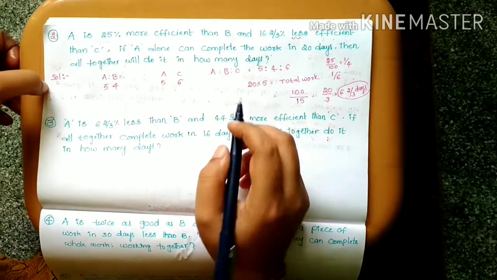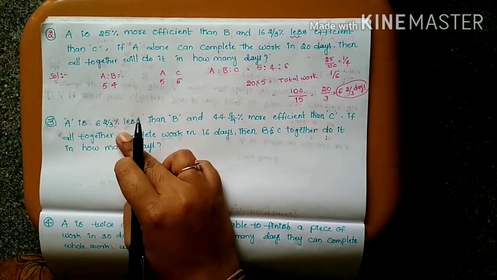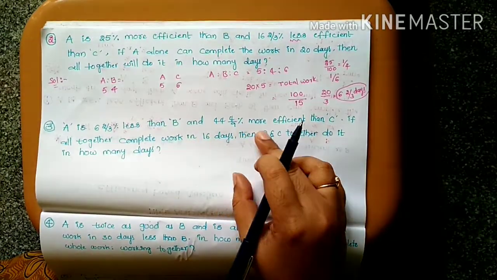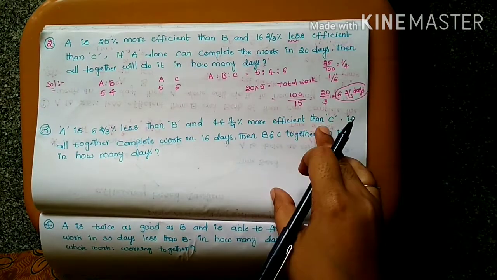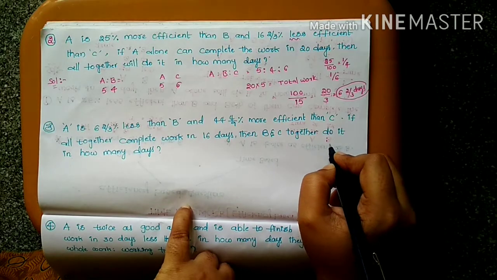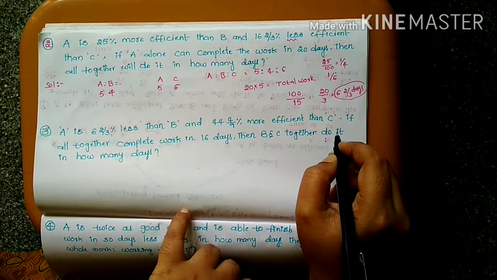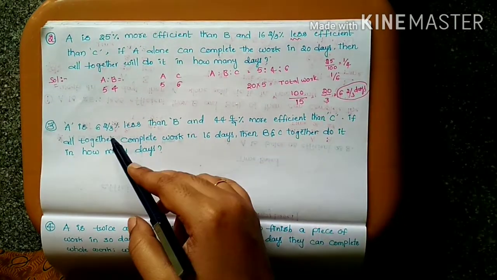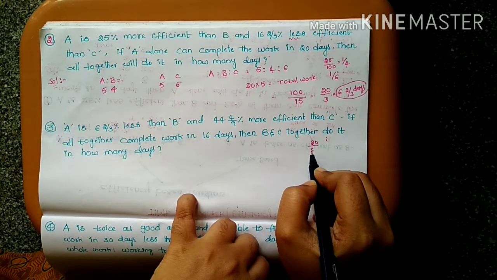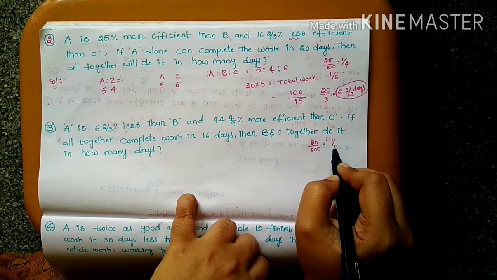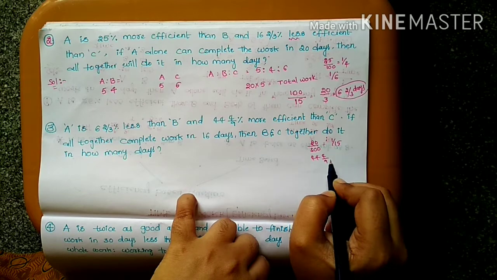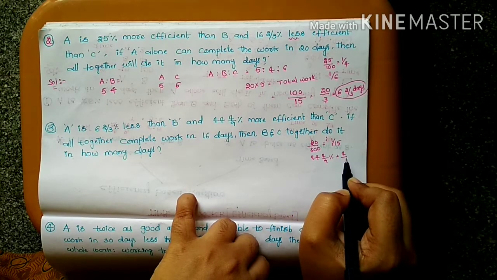Third question. A is 6 2 by 3% less than B and 44 4 by 9% more efficient than C. If all together complete the work in 16 days, then B and C together will do it in how many days? A is 6 2 by 3, that is 20 by 300, which means 1 by 15. 44 4 by 9% is equal to 4 by 9.